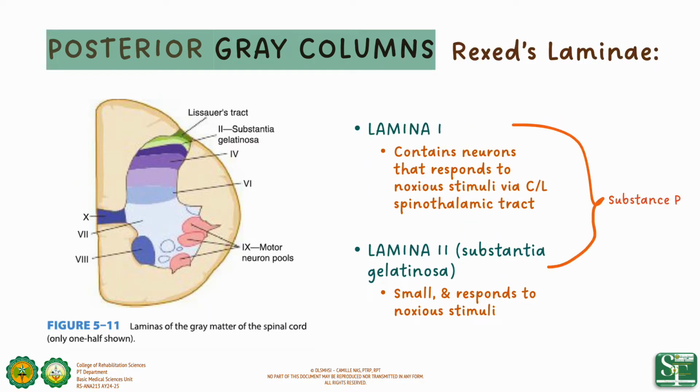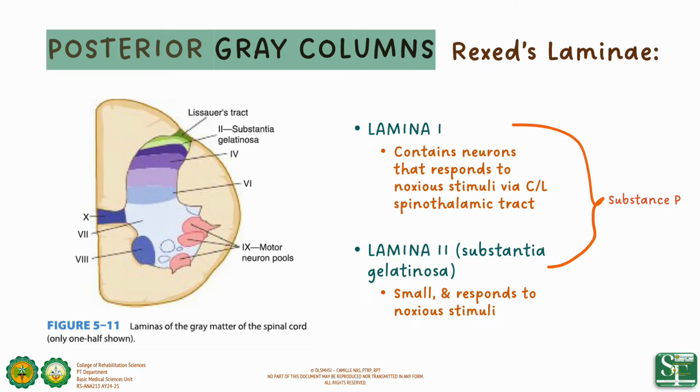Okay, so let's start with lamina 1 and lamina 2. So both of these are for pain, no? So lamina 1 contains neurons that respond to noxious stimuli via the contralateral spinothalamic tract. Specifically, it's the lateral spinothalamic tract na dididiscuss din natin, unfortunately, here sa spinal cord, no? Kasi under niya yon. Okay, so pag sinabi nating noxious stimuli, this is anything that causes tissue damage. Kaya tayo nasasaktan, no? Kasi nagkakaroon na ng tissue damage doon sa area na yon.